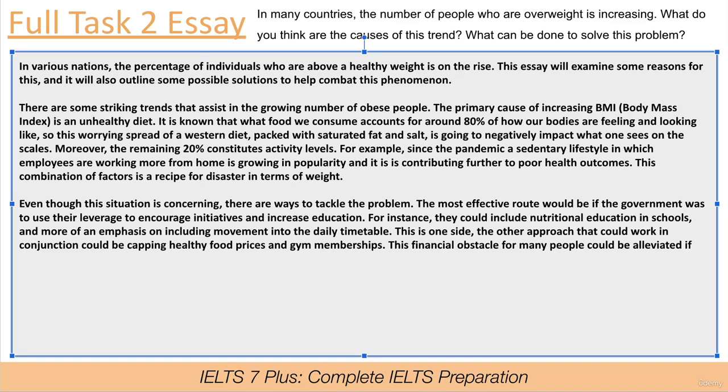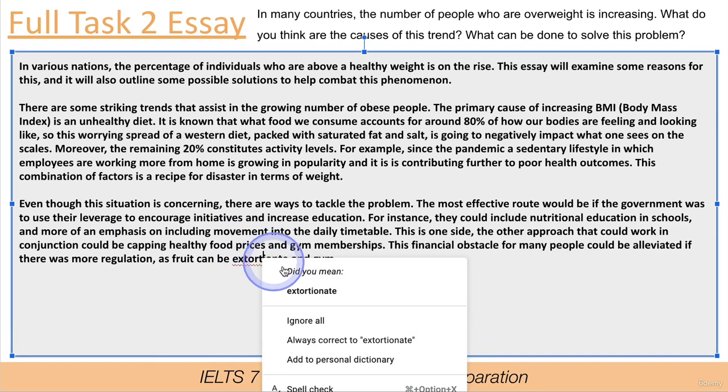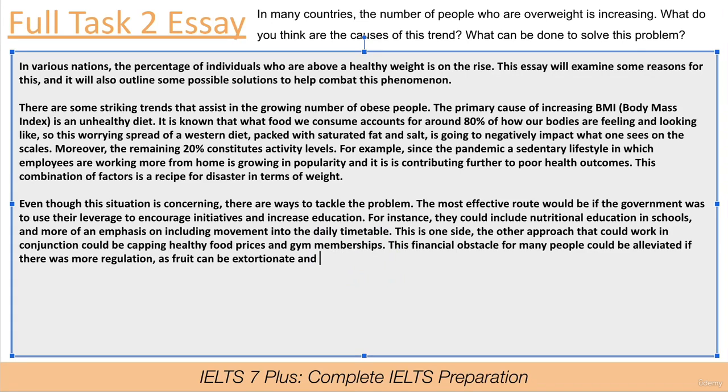If there was more regulation for such as fruit can be extortionate and gym memberships extortionate and monthly gym members can pay upwards of £100, for example, sometimes even more. £100.